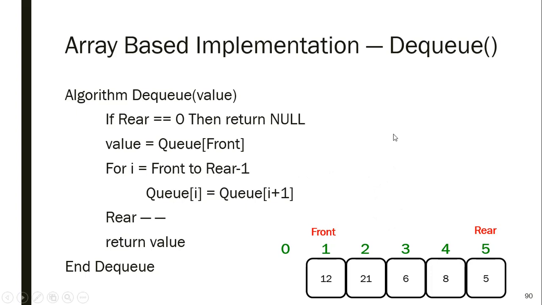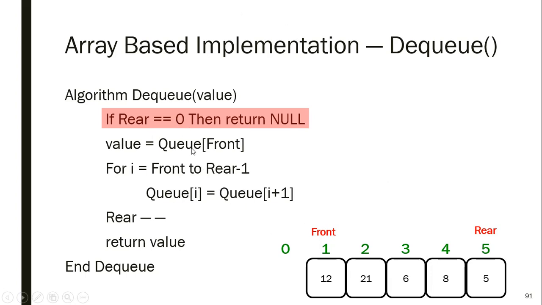Now dequeue means to remove. So if there is nothing there, if rear is equal to 0, meaning there is nothing in the queue, then if there is nothing to remove, how can you remove something? So if rear is equal to 0, then you will return null. That is a very simple operation. If rear is not equal to 0, it means there is at least one element in this queue.